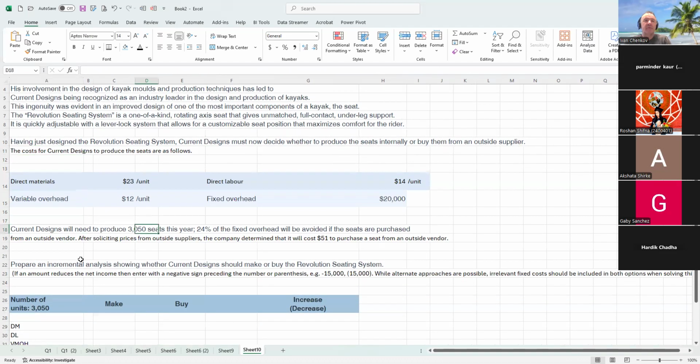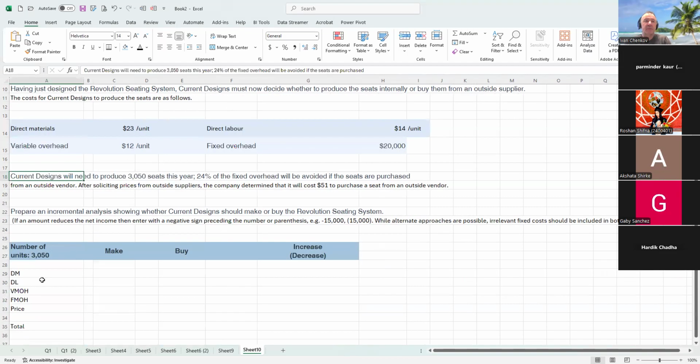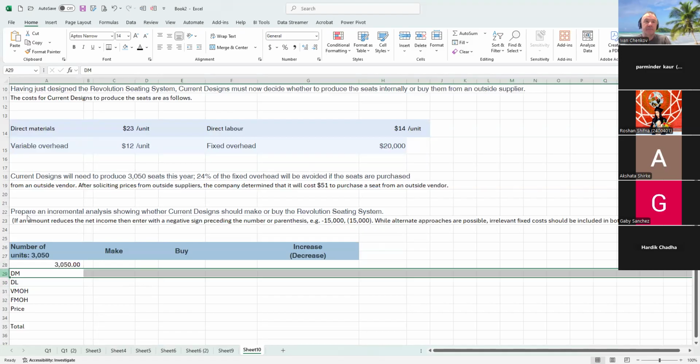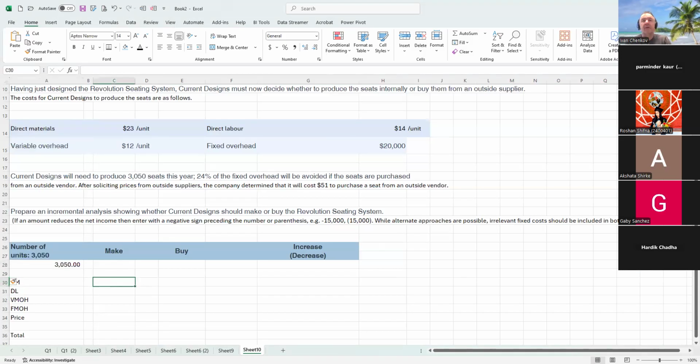Currently, we need to produce 3,500 seats. So how many seats are we making? 3,500, right? That's the number that we're starting with. That's the number of seats that we're making. Make sense? Yes. So if we make it, how much does direct material cost us? $23. Direct labor, $14. Variable overhead, $12. Fixed overhead, it's total now.